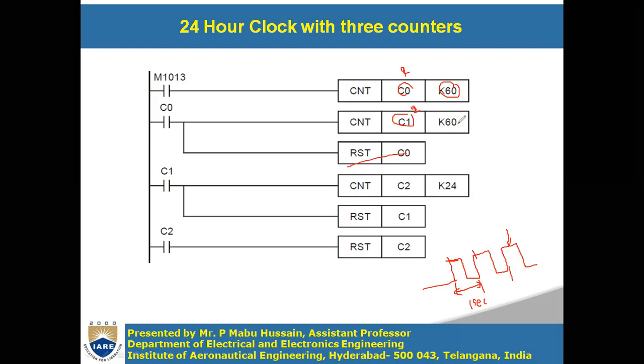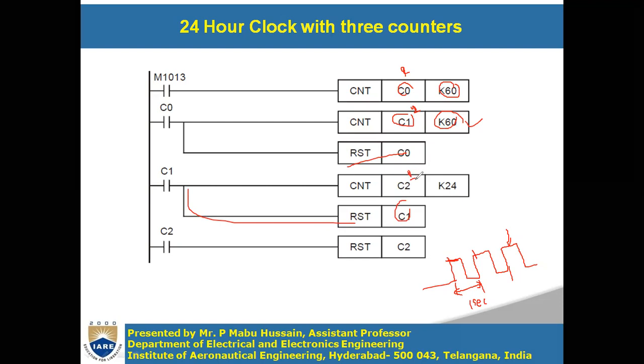Like that, whenever the minutes counter reaches 60, C1 will be energized. That C1 will switch on the hour counter. Whenever C1 reaches 60 minutes, the hour counter will be incremented by 1, and at the same time it will reset the minutes counter to 0.